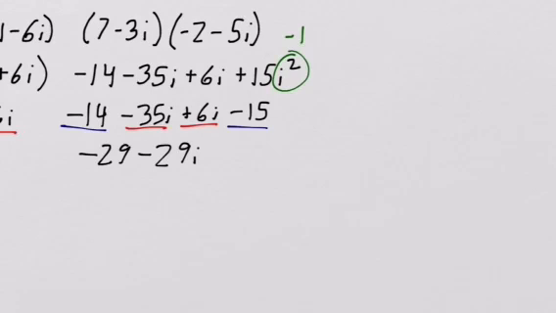So addition, subtraction, multiplication are just like we do with the polynomials. Just remember with multiplication that i squared is equal to negative 1. So that'll do it for this video. In the next video, we're going to talk about the little bit more complex idea of dividing complex numbers.